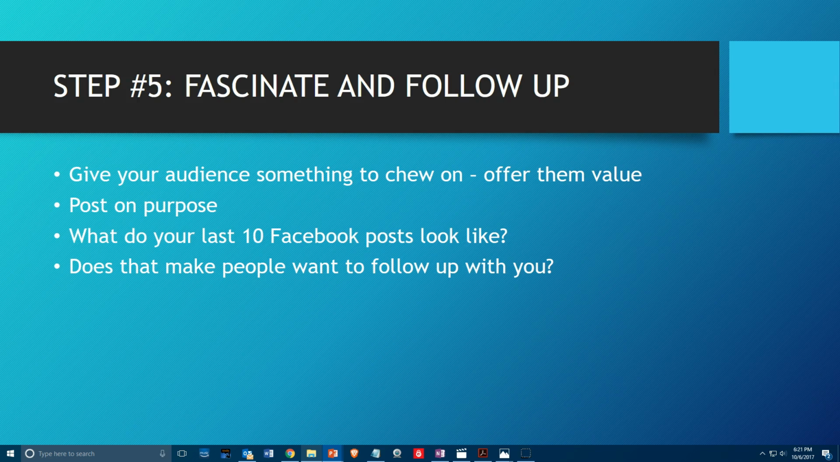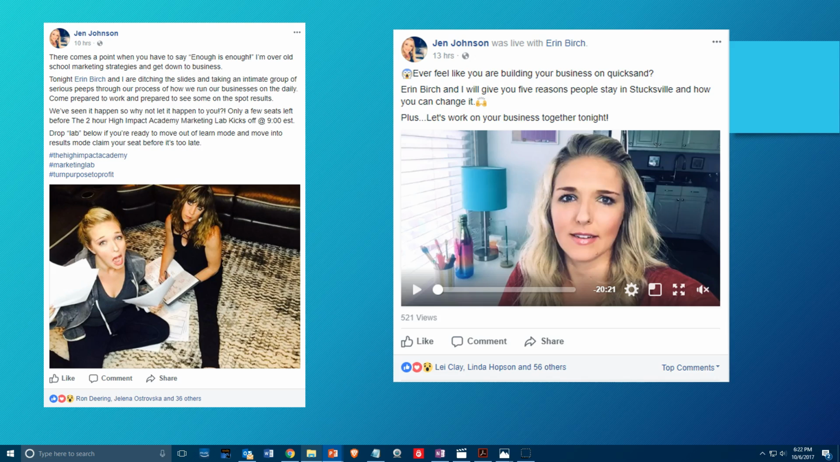So go back and look at your last 10 Facebook posts. What do they look like? And then ask yourself, does that make people want to follow up with you? So let's look at some examples that Jen had on her Facebook wall. Here's one where she's teaching people. So I have 2 examples here.